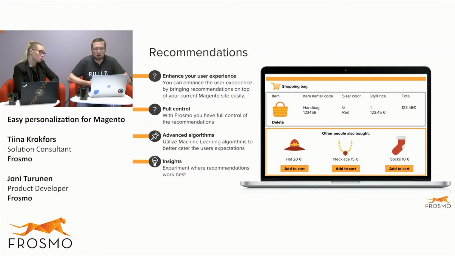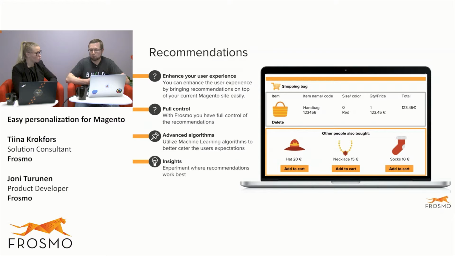But shortly here, what you can do with the recommendations is enhance the user experience. You really want to bring the most relevant products for your users, so they can access them quickly and intuitively. And with Frosmo, you can have full control over what you want to show. Do you want to show the most viewed products, or products that users with similar interests to you bought, or what kind of things do you want to display to the user?